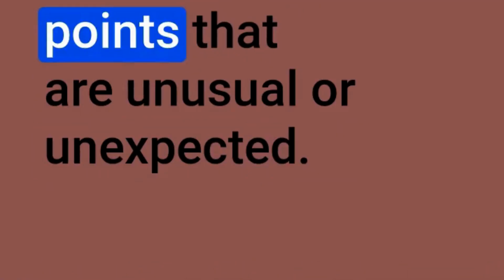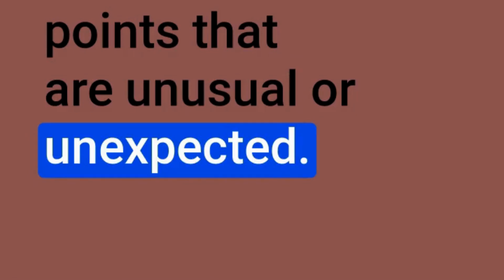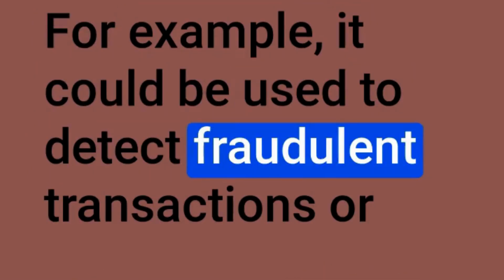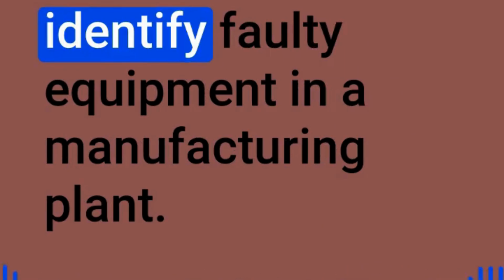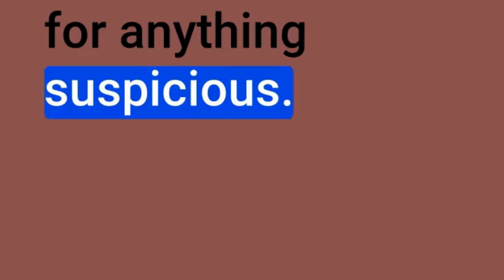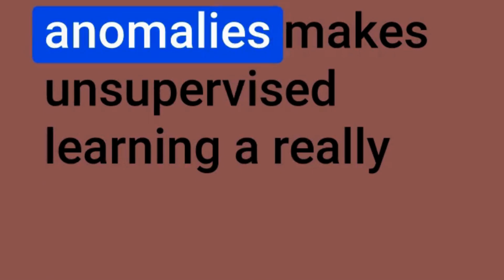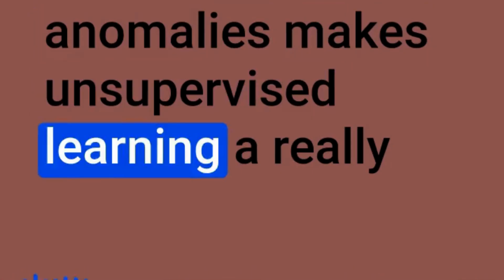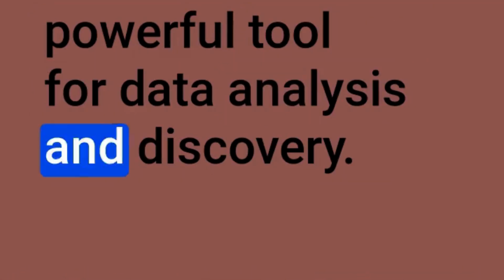That's a great analogy. And unsupervised learning can also be used for things like anomaly detection, where the algorithm identifies data points that are unusual or unexpected. For example, it could be used to detect fraudulent transactions or identify faulty equipment in a manufacturing plant. So it's like having a detective on the lookout for anything suspicious. Exactly. And this ability to find hidden patterns and anomalies makes unsupervised learning a really powerful tool for data analysis and discovery.